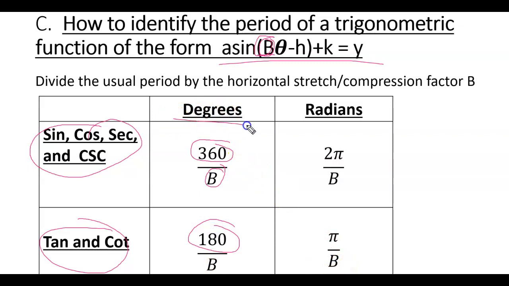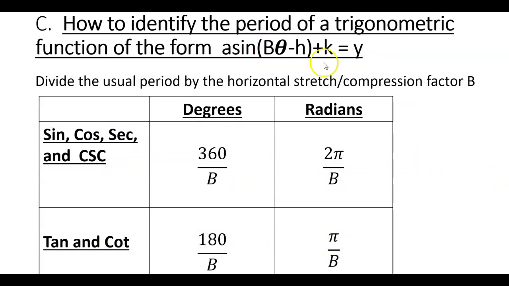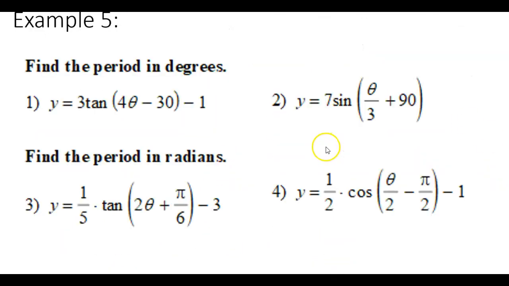Now, just so you guys know, that's just for degrees. For radians, the equivalent of 360 degrees is 2 pi. So if you're trying to find the period in radians, it would be 2 pi divided by b. The equivalent of 180 degrees in radians is pi, so if you're trying to find the period in radians for tangent or cotangent, it's pi divided by b. So go ahead and take a look at a couple of examples here on how to do this.